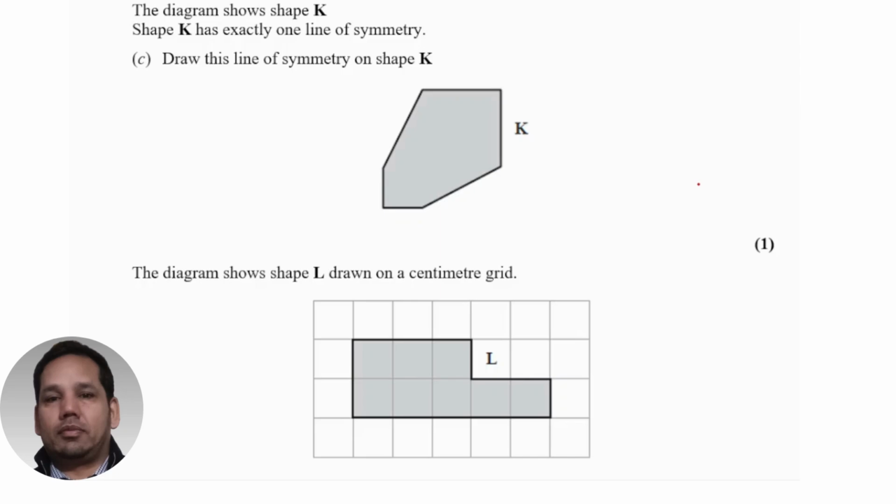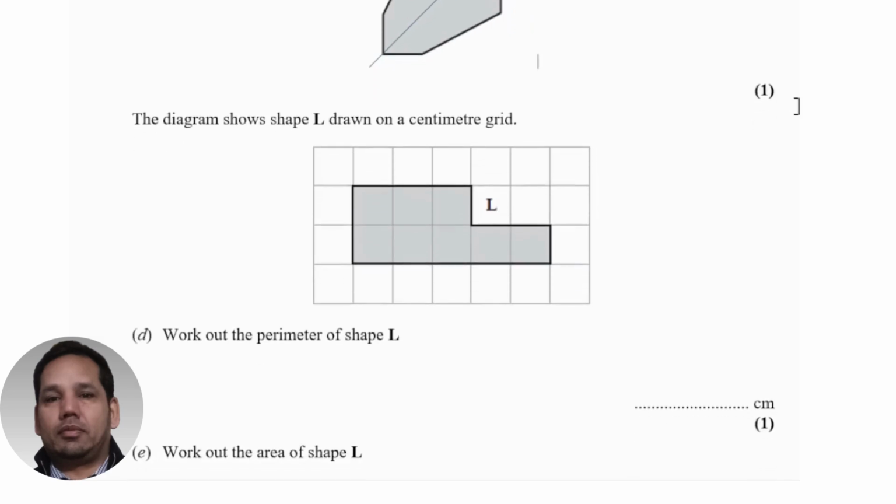The diagram shows shape K. The shape K has exactly one line of symmetry. Draw the line of symmetry on shape K. So we can draw a straight line. Let me pick up the shape and draw a straight line from there. That is the line of symmetry. Line of symmetry means if we fold the shape from this side, both ends, both corners will come on top of each other. This is called line of symmetry. 1 mark question. Okay, let's see the next one.